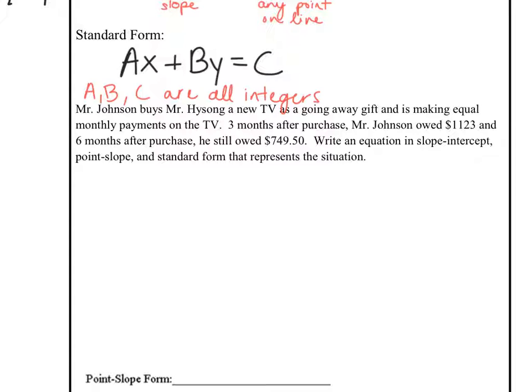Read it. Mr. Johnson buys Mr. Heisong a new TV as a going-away gift and is making equal monthly payments on the TV. 3 months after the purchase, Mr. Johnson owed $1,123, and 6 months after the purchase, he still owed $749.50. Write an equation in slope-intercept, point-slope, and standard form that represents the situation. Tell the person closest to you, what do you think the first thing is we should do? So let's write those 2 points first.